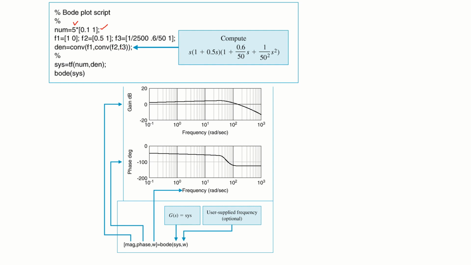Then I am multiplying F2 and F3, and again multiplying with F1 so that I get the denominator. This is what you get. This is your denominator. Then say sys equals transfer function of num comma den. Then you say bode of sys. Then it will draw the Bode magnitude plot and the Bode phase angle plot. Within no time it will draw and give you.